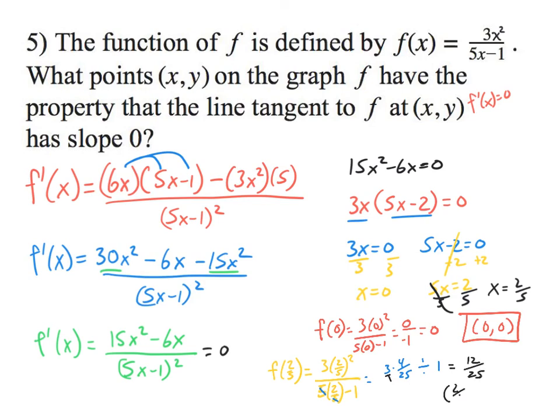So if I put in 2/5, won't I get out 12/25? And that would be my other spot at which I have a slope of 0. So I have 2 spots where I have slope of 0 for this particular function.